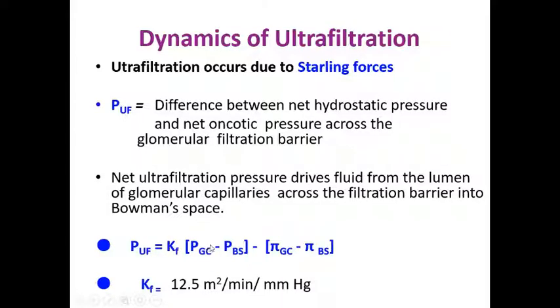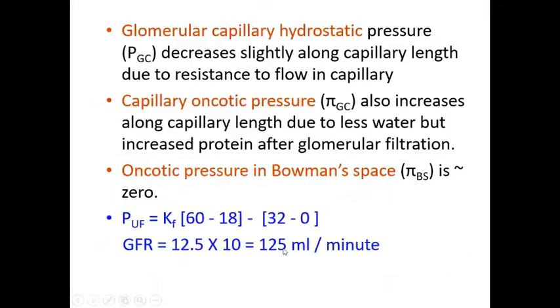multiplied by the difference between the net hydrostatic pressure and the net oncotic pressure. So the net hydrostatic pressure will be the hydrostatic pressure in the glomerular capillary minus the hydrostatic pressure in the Bowman space. Then you subtract the net oncotic pressure. So the net oncotic pressure is the oncotic pressure in the glomerular capillary minus the oncotic pressure in the Bowman space. So the values there, you know that in the Bowman space, the oncotic pressure is almost 0. Okay, so I'll show you the values.